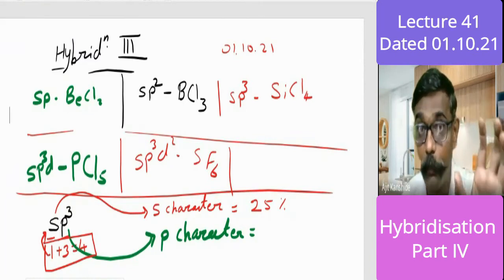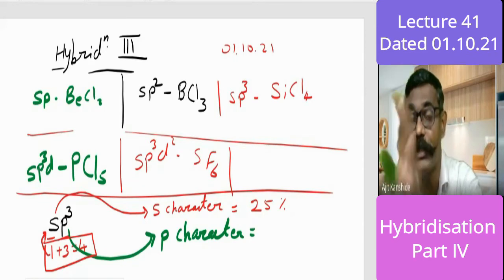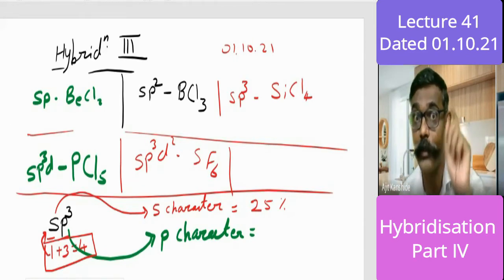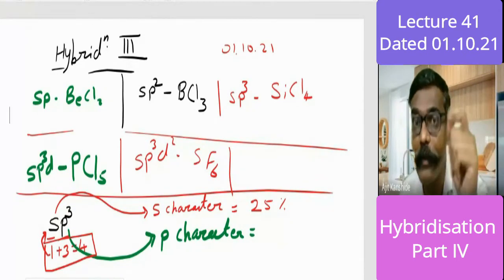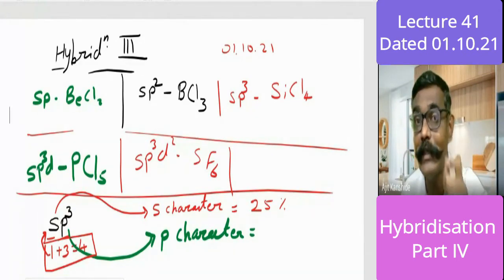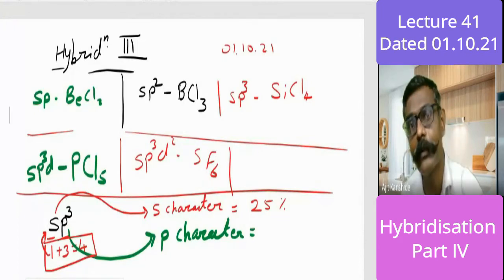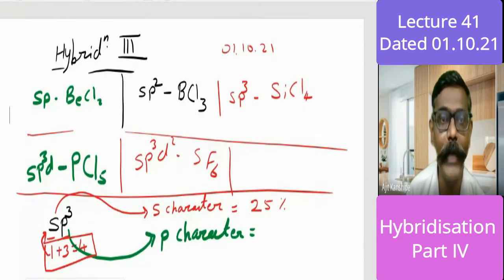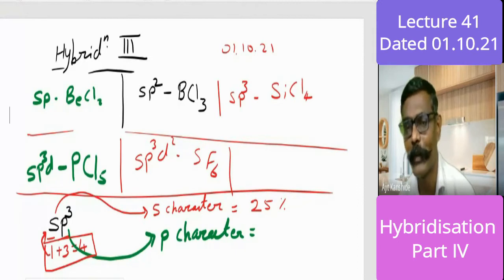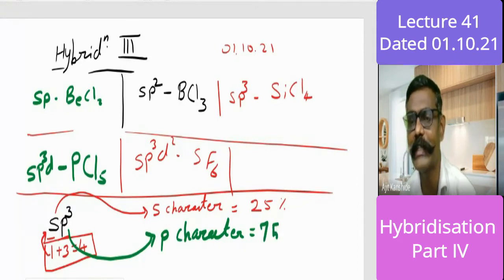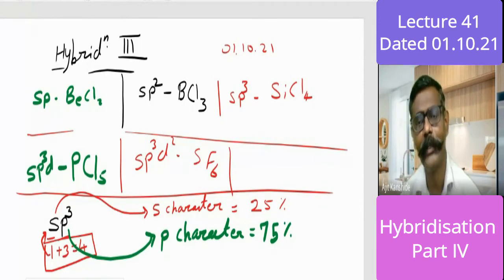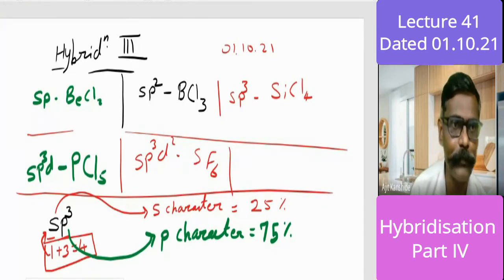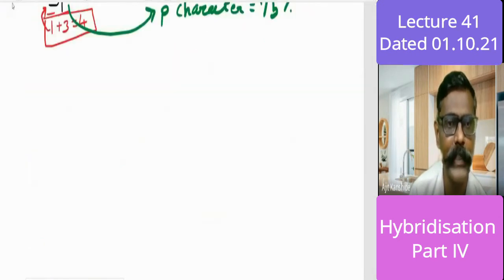See, s was 1 orbital. Px, Py, Pz, those were the separate orbitals. Now I am talking about new, modified, modern, hybrid orbital. That's an sp3 orbital. In that sp3 orbital, how much character of s is there? It is only 25%. And how much character of p is there? It is 75%.